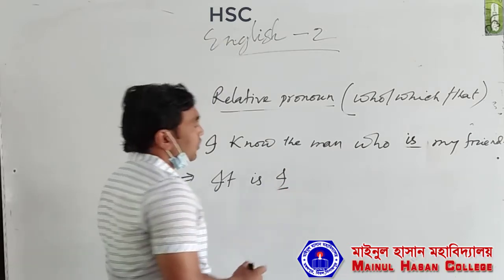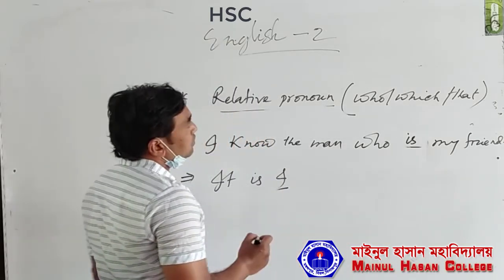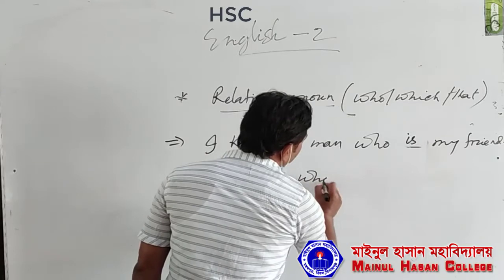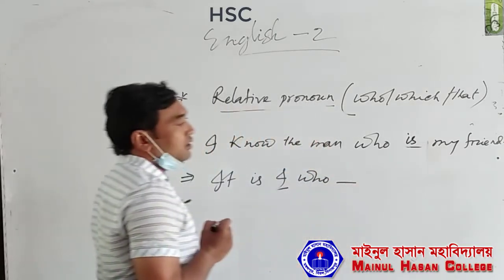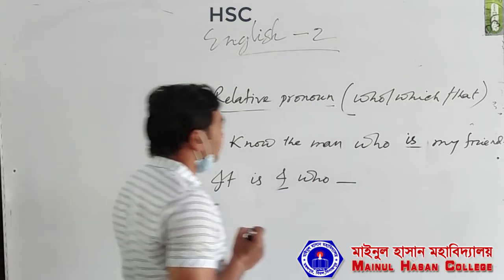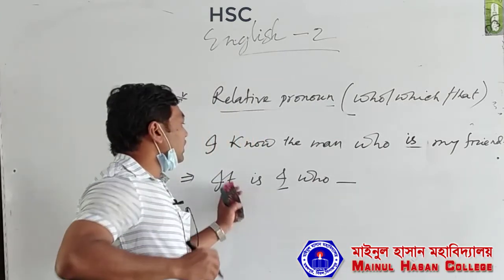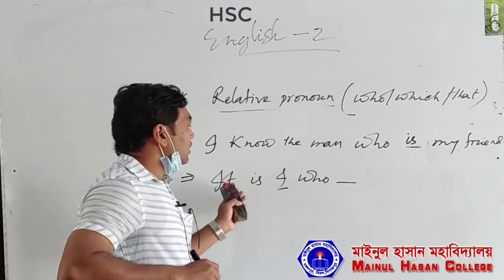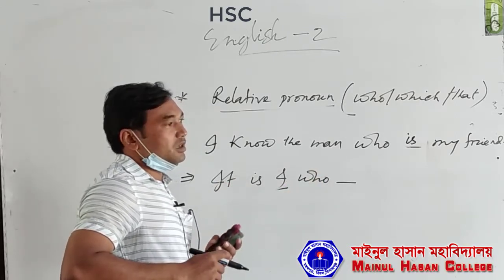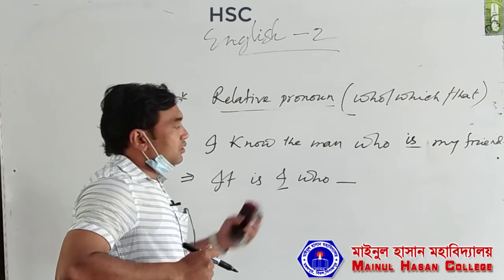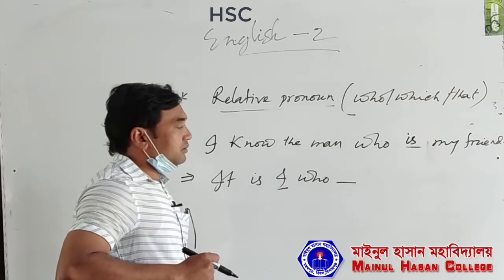I is a person, so here you should use who, and there will be a verb. There will be a verb with the context of the sentence or to complete the meaning. You have just to take it to complete the meaning.